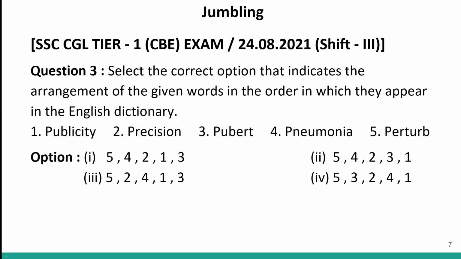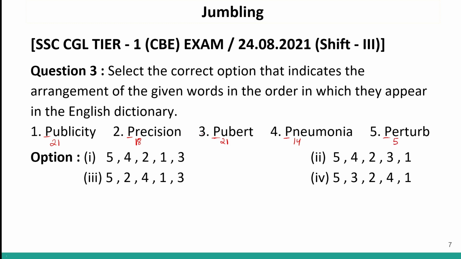Now, again, we have to arrange these 5 words in English dictionary order. So we have publicity, precision, pubert, pneumonia and perturb. Now, I can see that P is common in all. So P, P, P, and P. Let us look at the next letter. We have U, which is ranked at 21. Similarly, R is ranked at 18, 21, N is ranked at 14, E is ranked at 5.